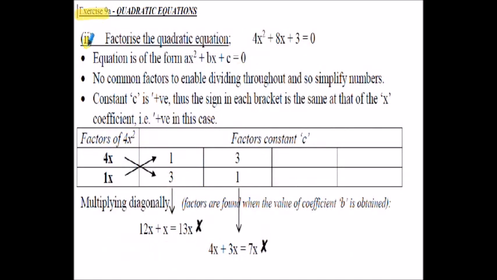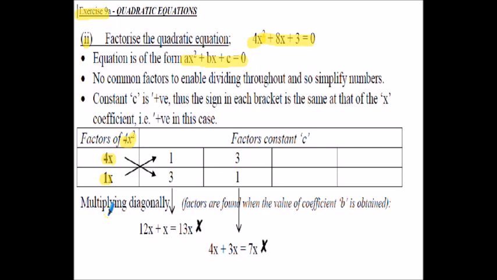Exercise 9a, part 2. In this particular question, we're given 4x squared plus 8x plus 3 is equal to 0. Again, it's of the form ax squared plus bx plus c is equal to 0. Using this method, on the left-hand column, we need factors of the ax squared term, which is the 4x squared term. Now, in this particular case, we could have 4x and 1x, as I'm showing here, as factors of 4x squared, and we could have 2x and 2x as factors of 4x squared.